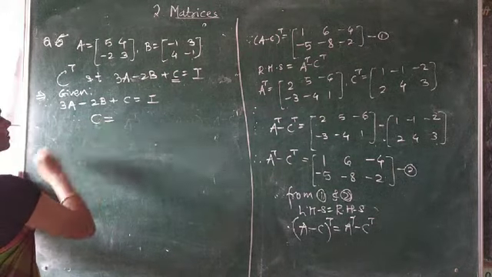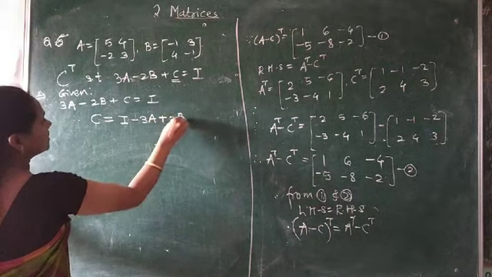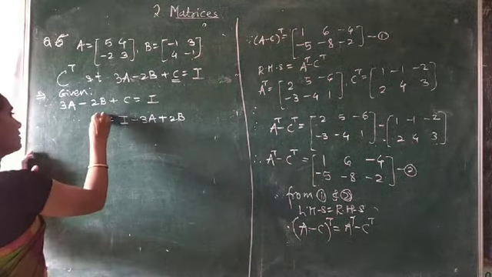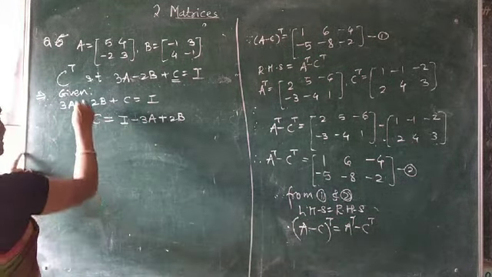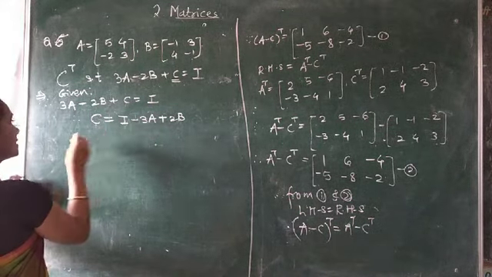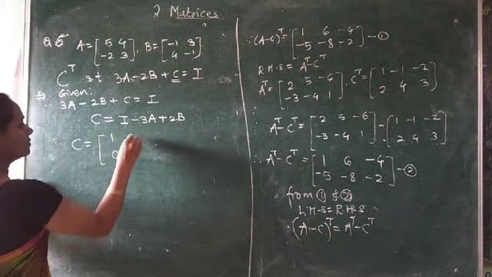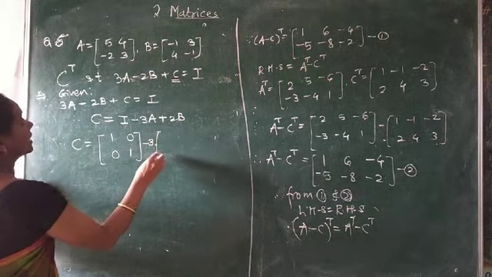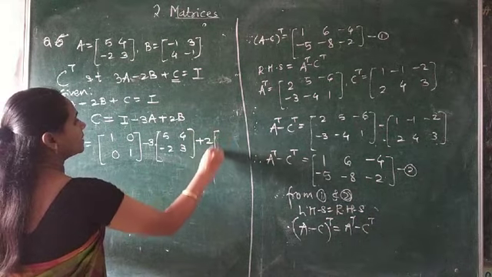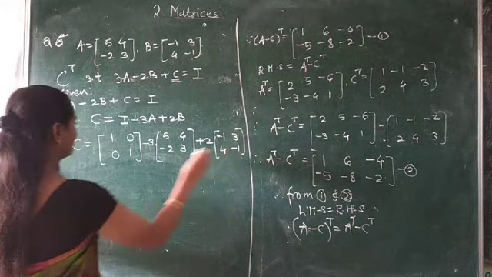Therefore, C is equal to what? I minus 3A plus 2B. We have to find the value of matrix C. So we take C on the LHS and other values on the RHS. So C is equal to I minus 3A, and that minus 2B on this side becomes plus 2B. Therefore C is equal to identity 1, 0, 0, 1 minus 3 into A, 5, 4, minus 2, 3, plus 2 into B, minus 1, 3, 4, minus 1.